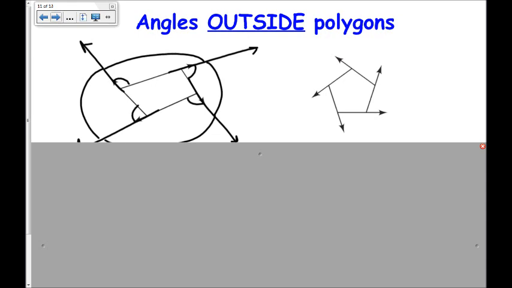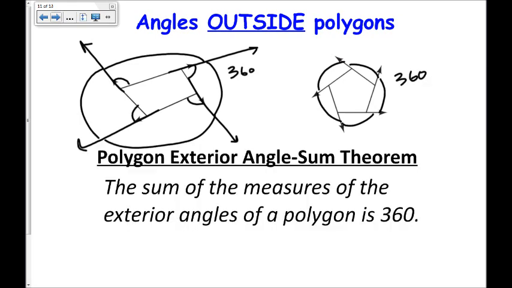The sum of those angles goes all the way around the shape, and so the sum is 360. The same thing happens with this angle, and this angle, and this angle, and this angle, and this angle. So the sum of the exterior angles will always be 360. And that's the polygon exterior angle sum theorem. The sum of the measures of the exterior angles of a polygon is 360. That's true for any convex polygon.